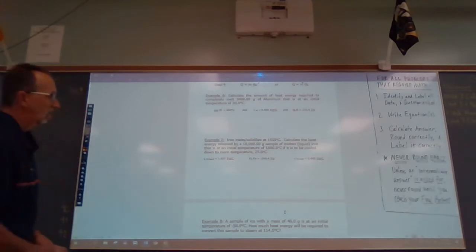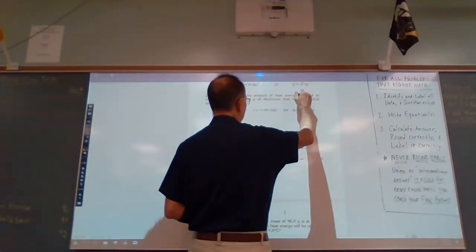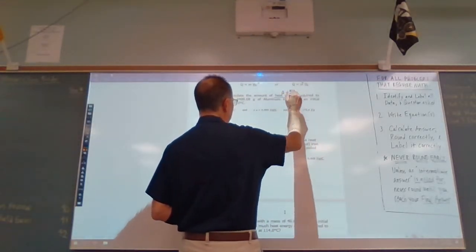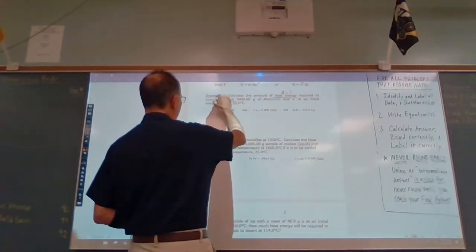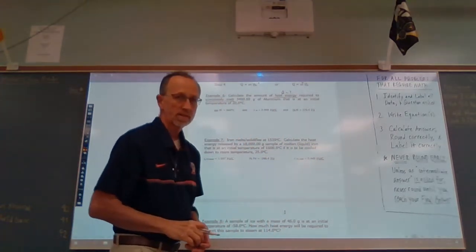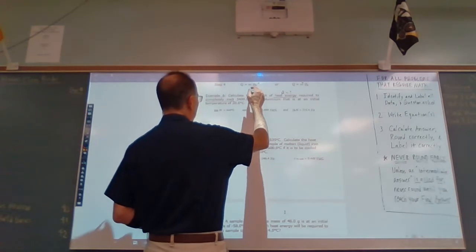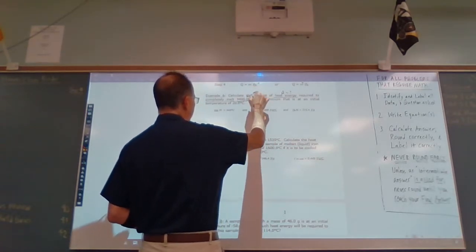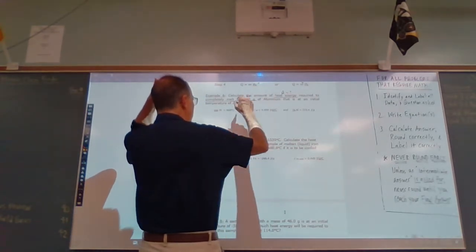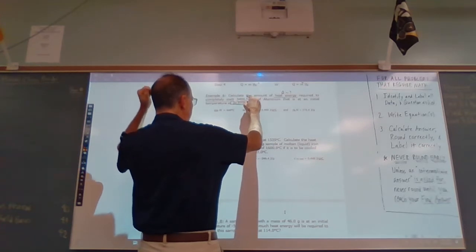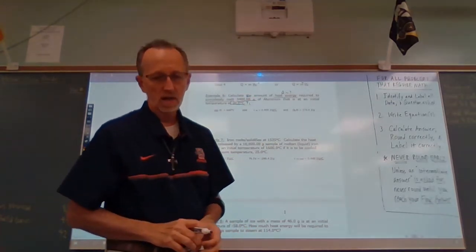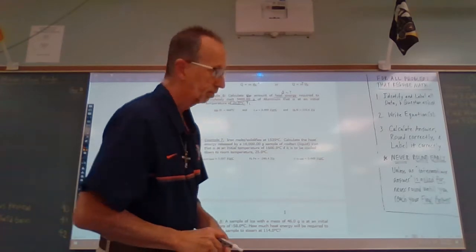First one says calculate the amount of heat energy required, so we're looking for Q to completely melt. That's a critical statement there. 3,400.00 grams, so there's our mass of aluminum. It's at an initial temperature of 20.0 degrees, so there's our TI.